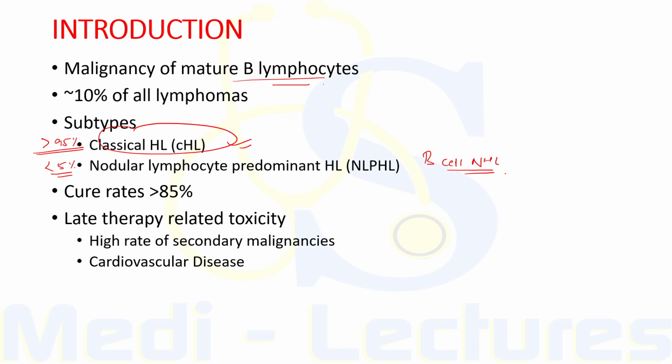So classical Hodgkin lymphoma is one of the success stories of modern oncology. Why? Because cure rates are now more than 80%. So the new challenge in the treatment of Hodgkin lymphoma is late therapy-related toxicity, which includes a high rate of secondary malignancy and cardiovascular disease. So the current clinical trials are aimed at minimizing this risk while preserving the efficacy of treatment.